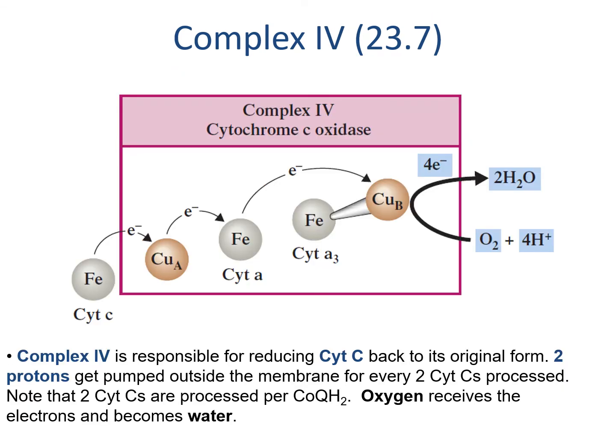Complex 4 takes the 2 cytochrome Cs that come from complex 3 and then oxidizes them. With the electrons it gains, it reduces oxygen to water and pumps 2 more protons into the inner membrane space. This is the end of the electron transport chain, but again, it only works if the electrons have someplace to go at the very end. We cannot use the electron transport chain without oxygen.